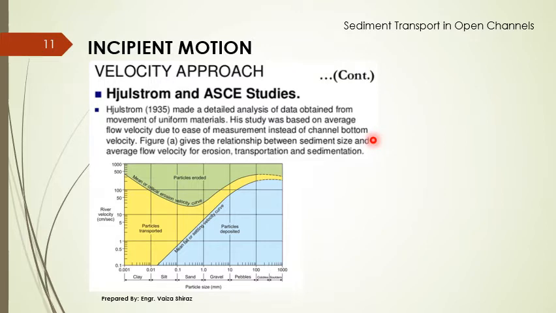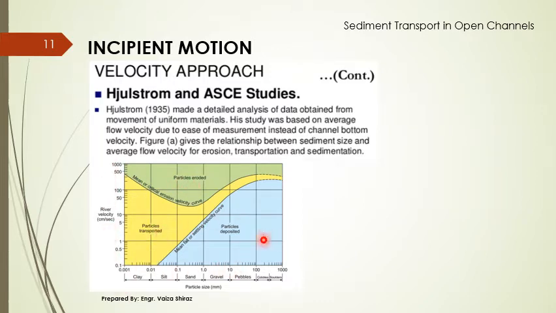Now next discussion in the velocity approach is on the Hjulstrom and ASCE studies. Hjulstrom in 1935 made a detailed analysis of the data obtained from the movement of the uniform materials. His study was based upon the average flow velocity due to the ease of the measurement instead of the channel bottom velocity. So this figure gives a relation between the sediment size and the average flow velocity for the erosion, transportation and sedimentation.